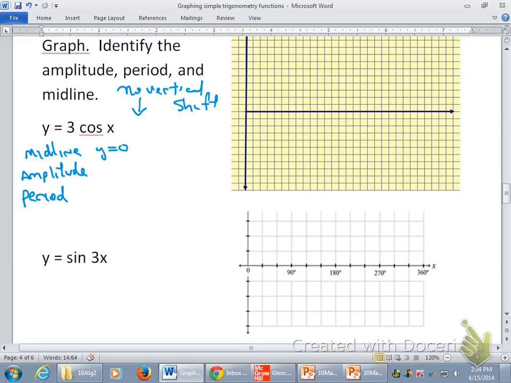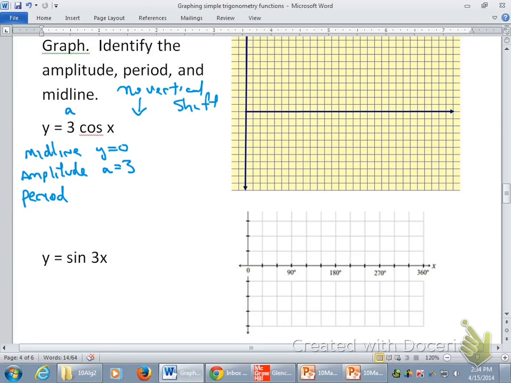Normal would be 0. That's right. The amplitude is the 3. It's the A. Okay, so right there, my A is my amplitude. So amplitude is 3. Once I know that my midline is 0, I know it's only going to go 3 above that line and 3 below it.